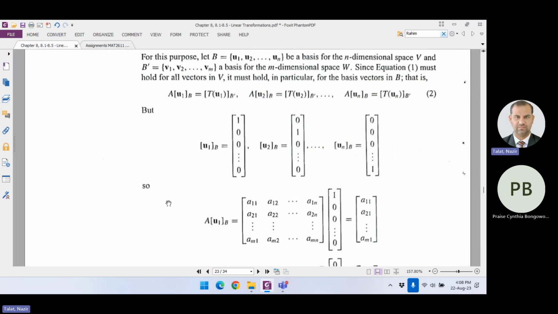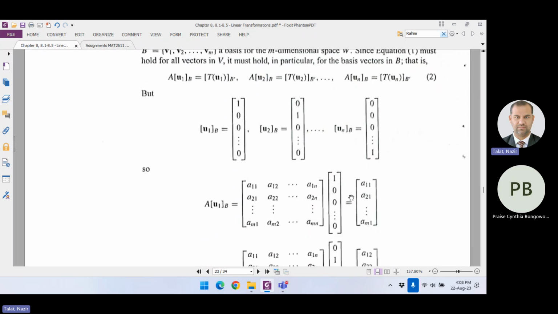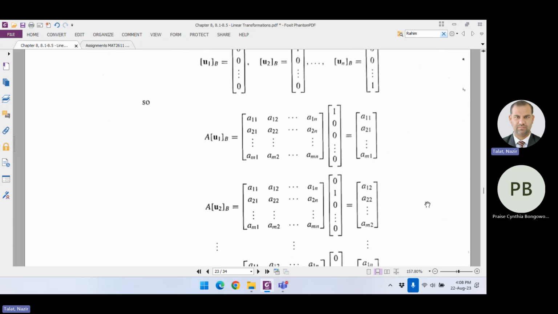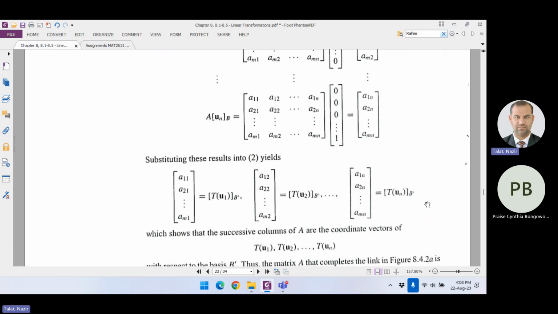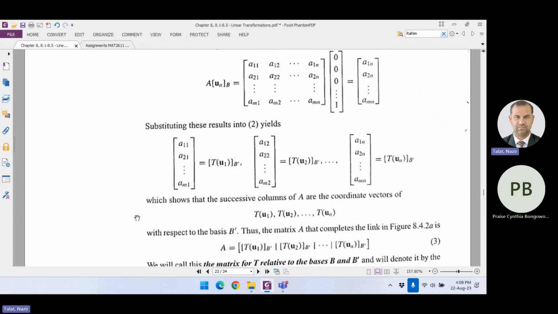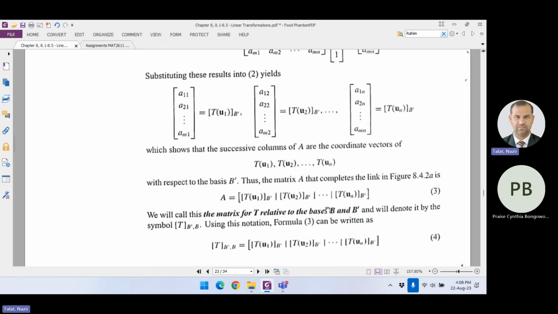And if we multiply a matrix A with these, u1, u2 up to un, on the left side, then with the multiplication we will get these vectors. These are called the images of T, like Tu1, Tu2 up to Tun. If we combine all of that and write it as a single matrix A, then this will give us the matrix for T relative to the bases B and B prime. This is from B to B prime.